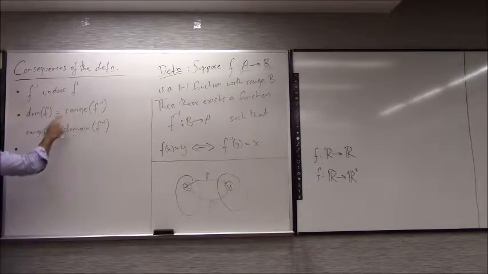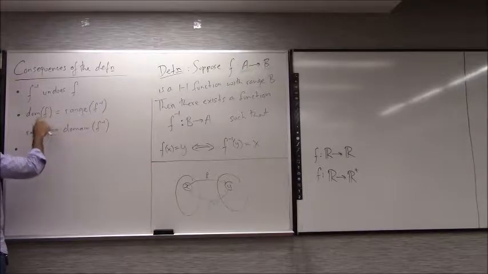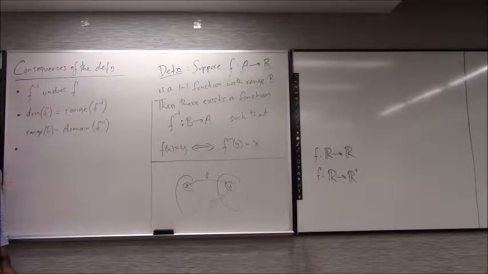So ranges are in general very difficult to find. Domains are a lot easier. However, if you kind of know what the inverse function is, you can figure out the range of the original function by finding the domain of the inverse function. So that's something that might come in handy.